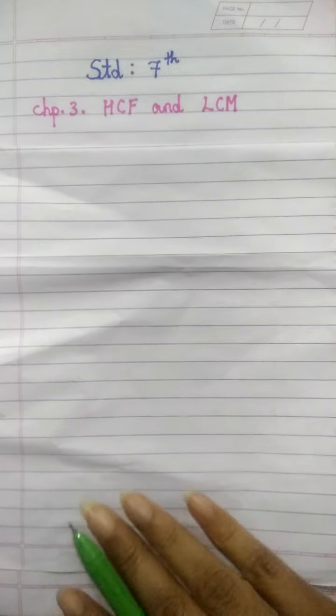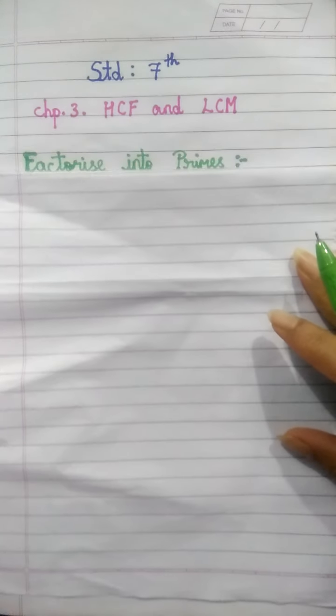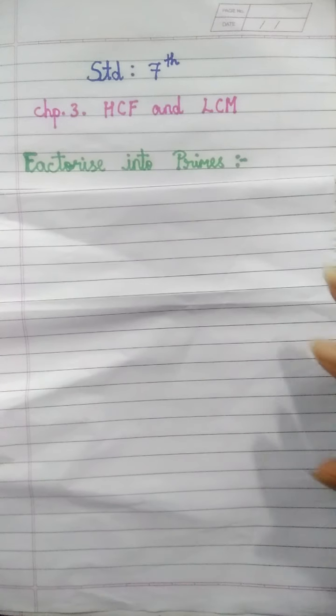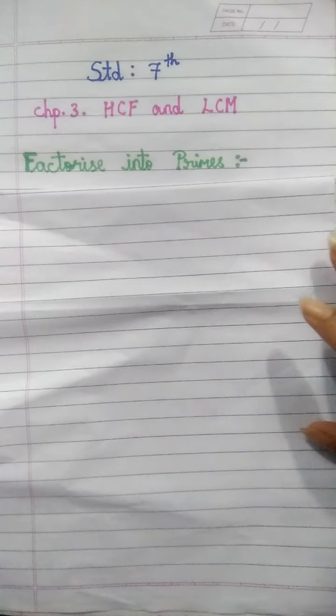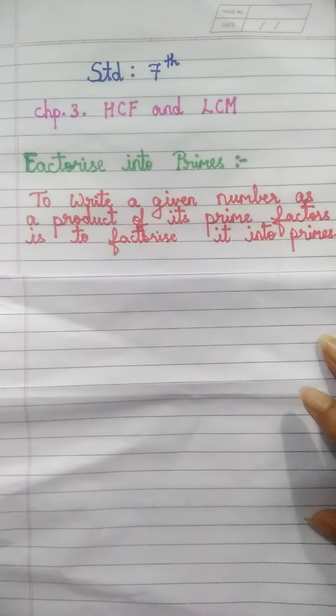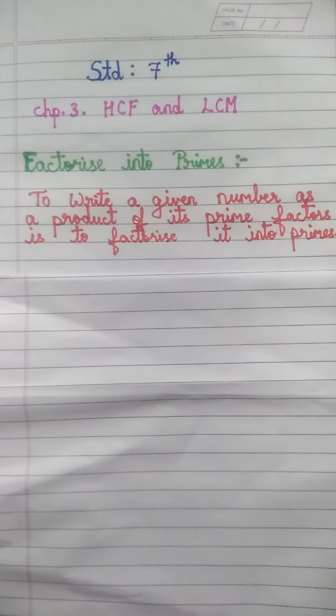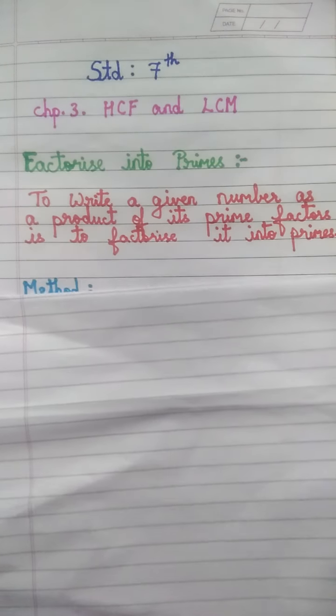Standard 7th, Chapter 3, HCF and LCM. Today we are going to study how to factorize into primes. To write a given number as a product of its prime factors is to factorize it into primes. So let's have a look at an example.